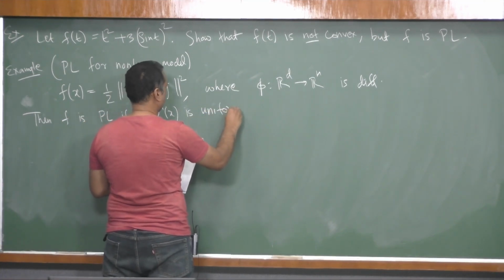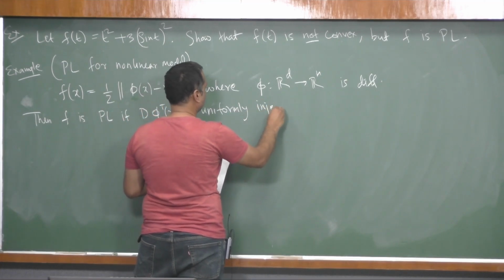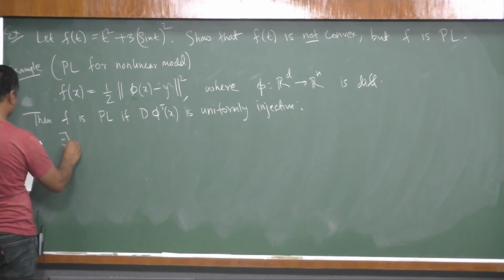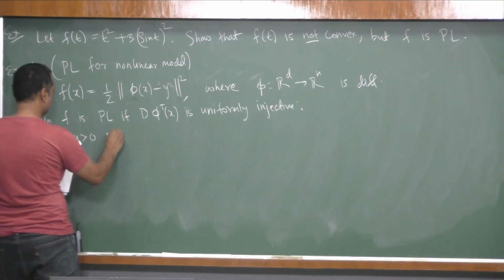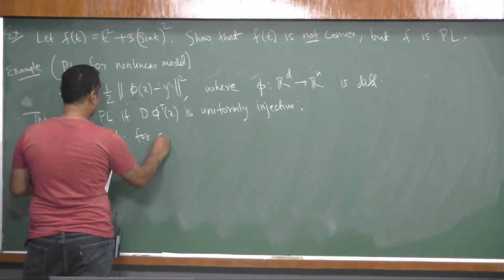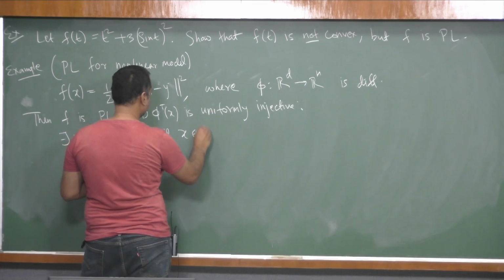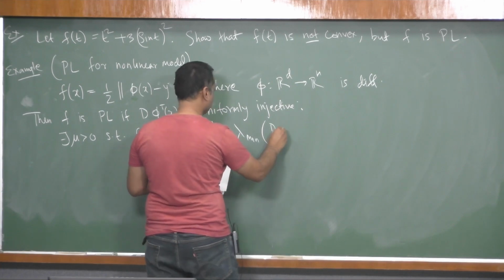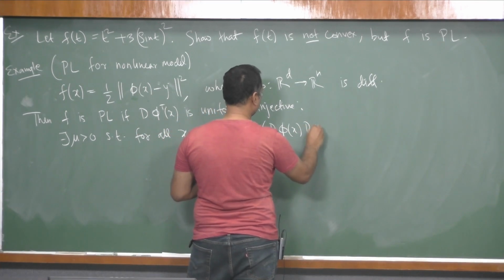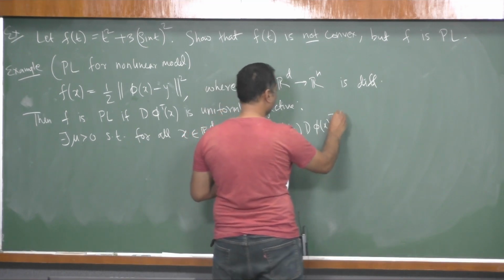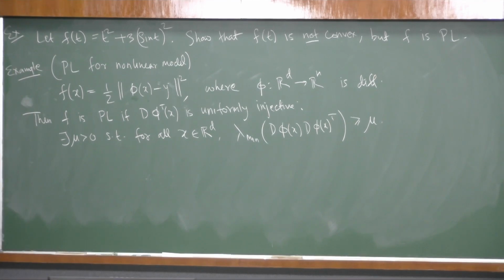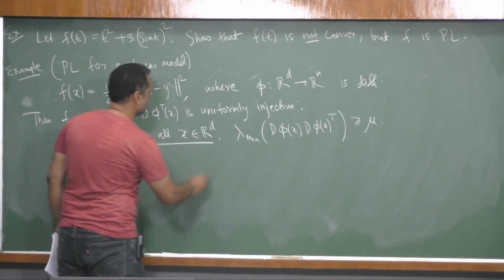Uniformly injective means that there exists mu greater than 0 such that for all x in R^d, lambda min of d phi x d phi x transpose is greater than or equal to mu. This is the definition of a map being uniformly injective. It's uniform in the sense that it's true for all x. That's where the uniformity comes from.